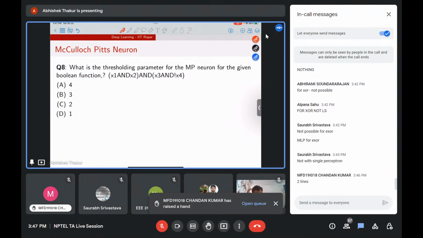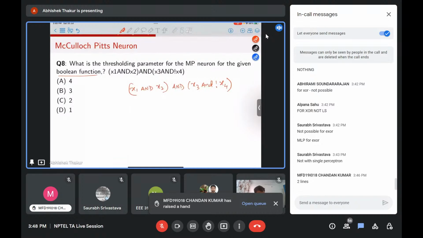So in this 8th question, what is given is: what is the thresholding parameter for the MP neuron for the given Boolean function? The Boolean function is x1 and x2 and x3, and this is not of x4. Okay. So what will be the answer for this?